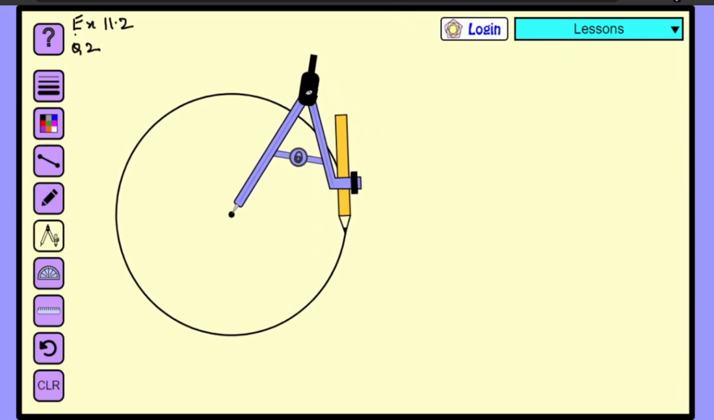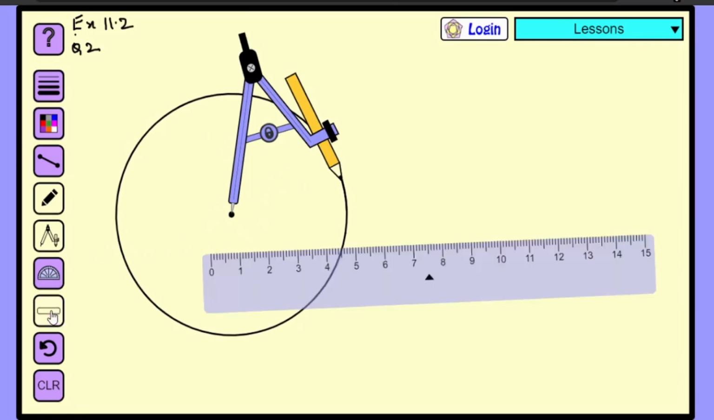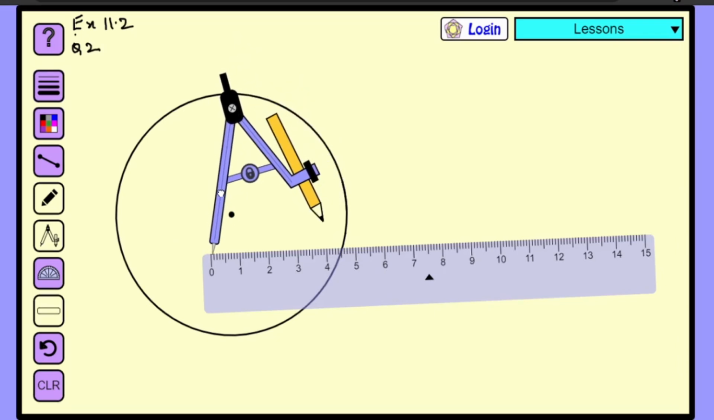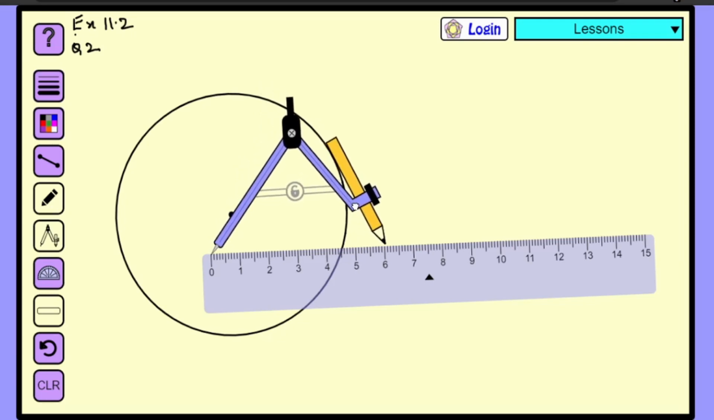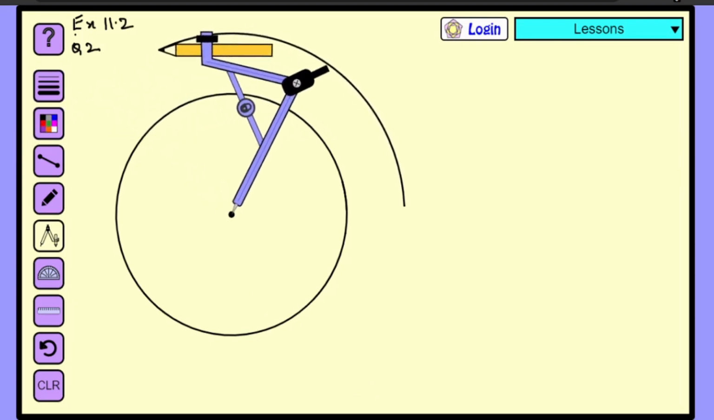Then, using the same center, I have to take 6 centimeters radius and construct a circle. So 6 centimeters radius I am taking. Now, using the same center, 6 centimeters radius, I constructed another circle.